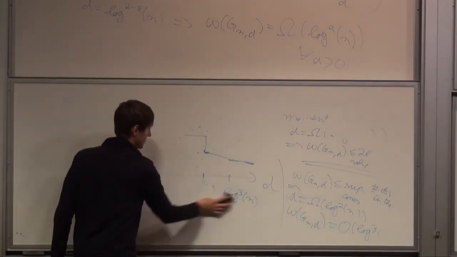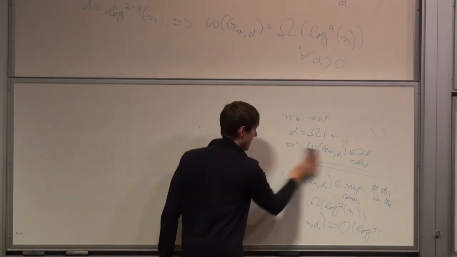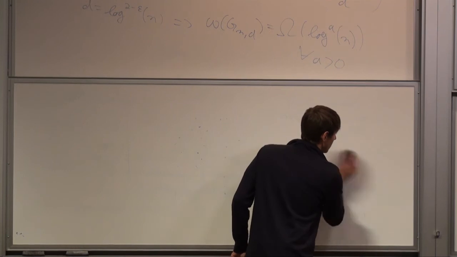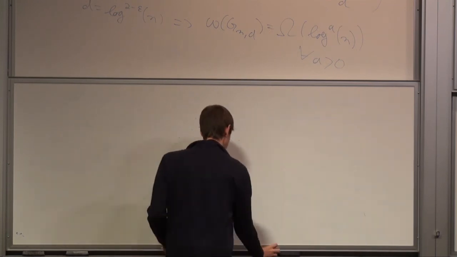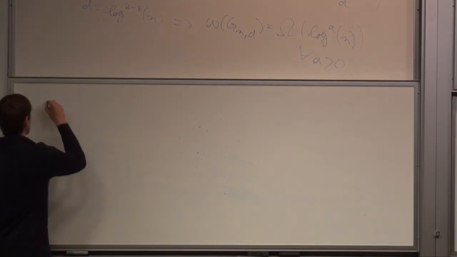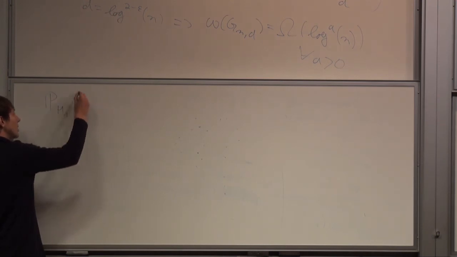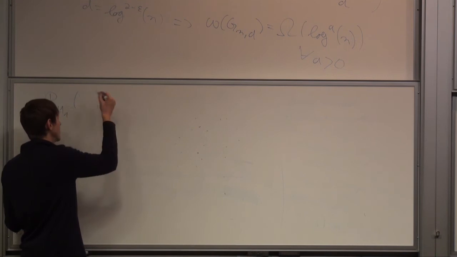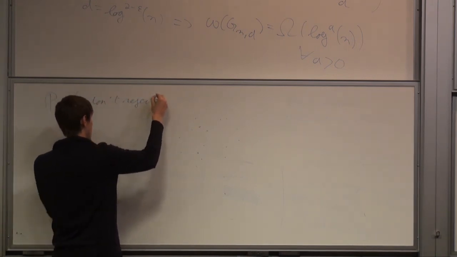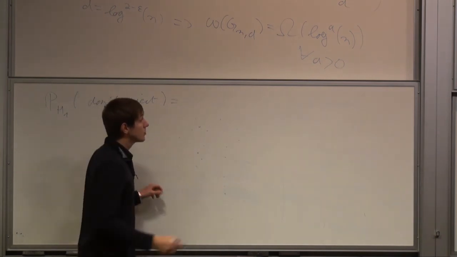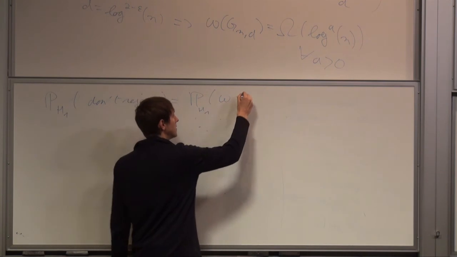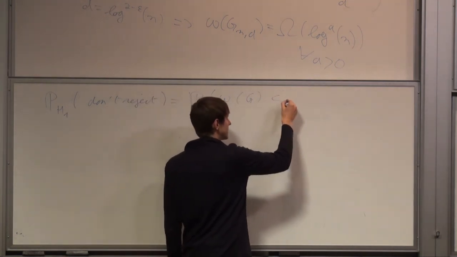Okay, so let's see what happens under the alternative. It's going to be quite simple. When do we make an error under the alternative? What is the probability that we don't reject under the alternative? That's equal, by definition, to the probability that, under H1, omega of g is less than k.